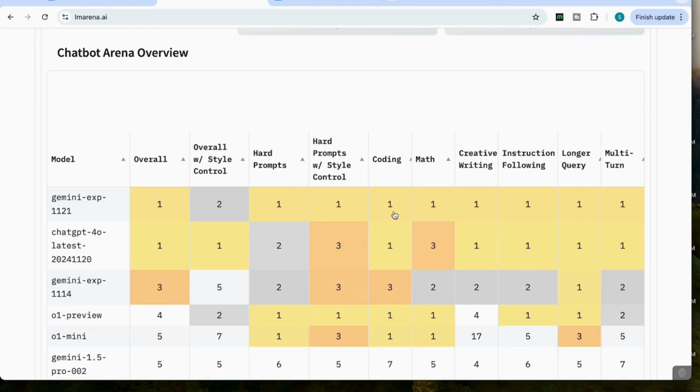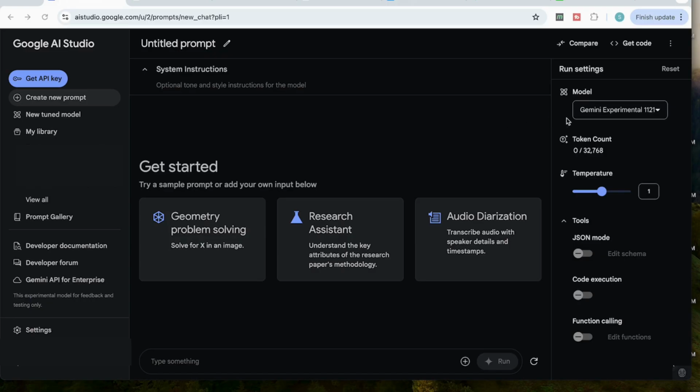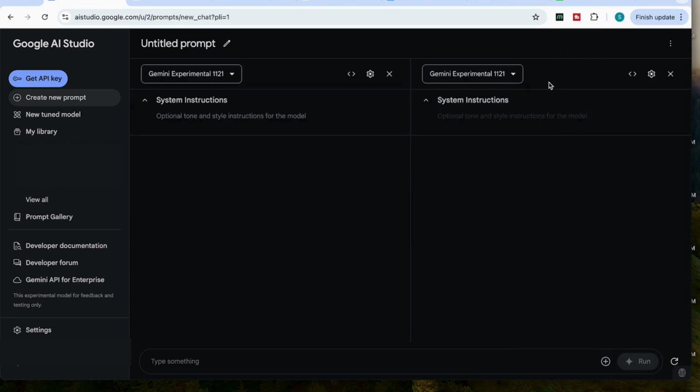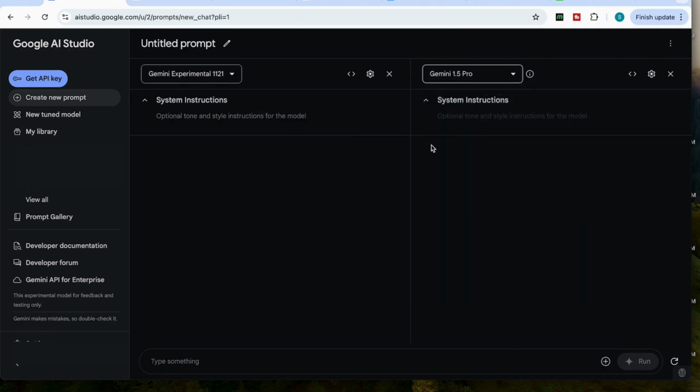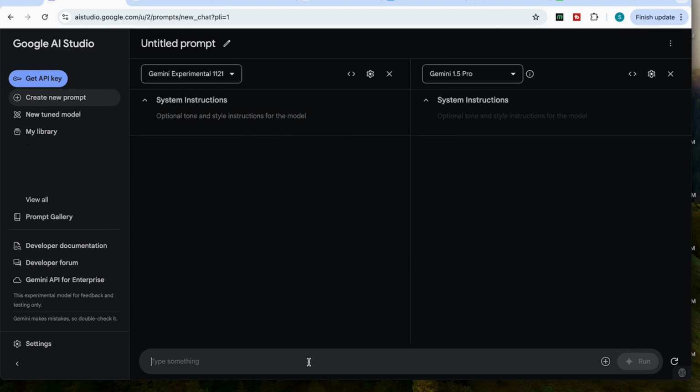So what we're going to be doing is testing the Gemini Experimental 1121 model across a number of prompts in these different categories to really see whether it deserves that number one spot on the leaderboard. But to get started, we're not just going to be looking at the Gemini Experimental 1121 model, we're also going to be comparing it with the Gemini 1.5 Pro, which is actually quite a good model from Gemini. So we're going to start off with a tricky question to see its ability to reason and to problem solve.